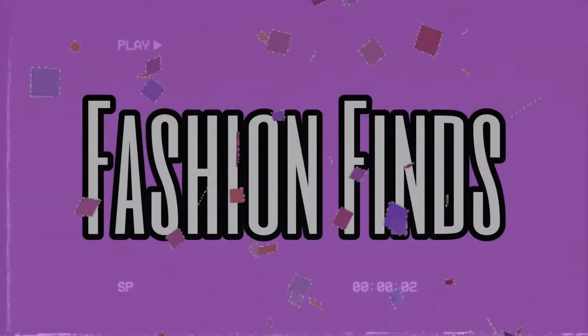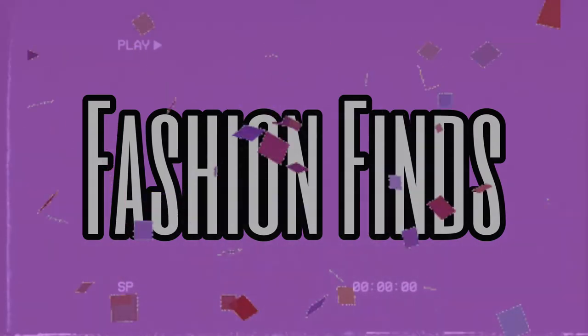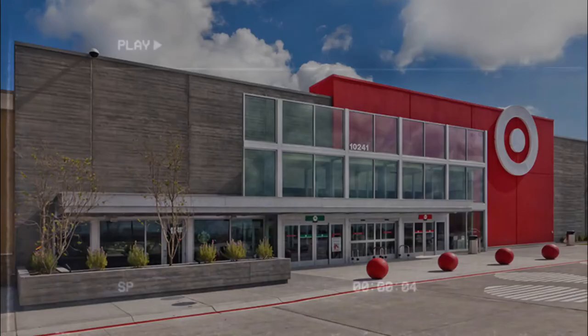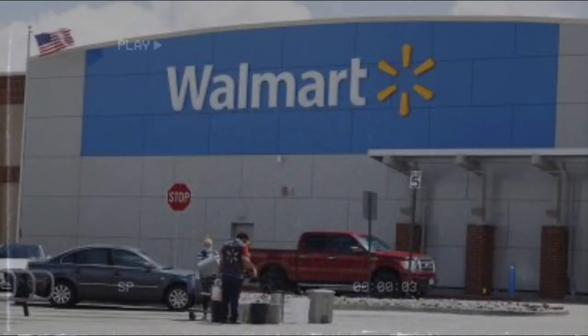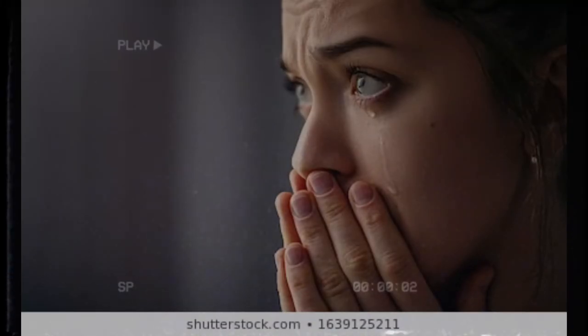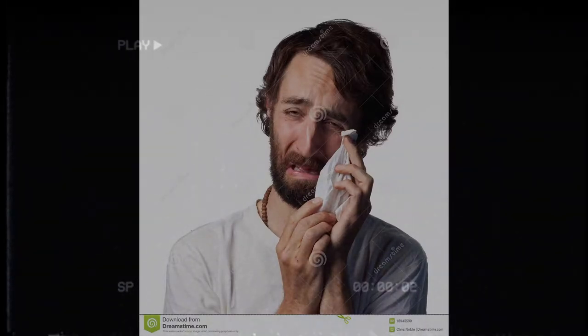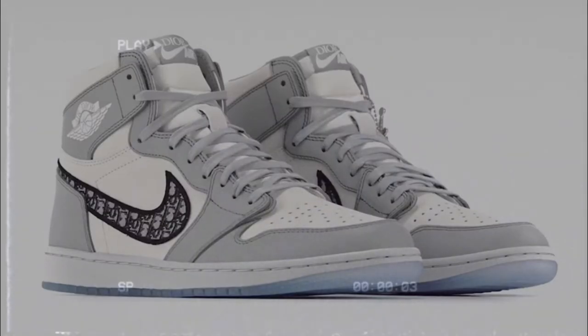Welcome to Fashion Finds, and today we're just going to be looking at clothing. If you're broke and you're at Target and Walmart, places that usually you don't think have clothing, and you're just so lazy, get some clothing there. Most people in these situations are like, oh my god, I need to save money. I spent too much money on the DR1s, so I gotta cheat myself out on everything else, which you shouldn't do.